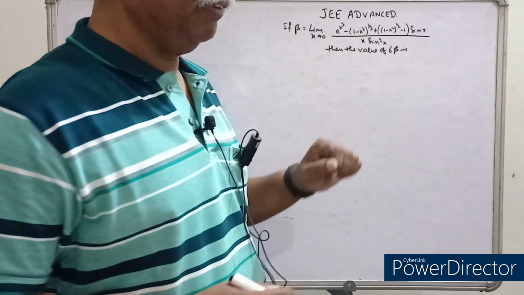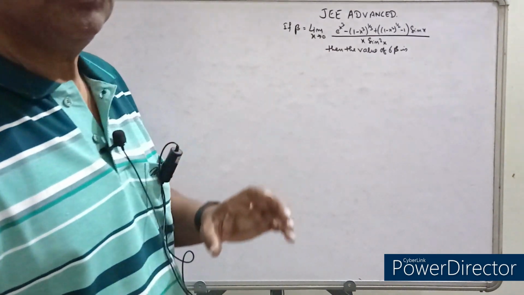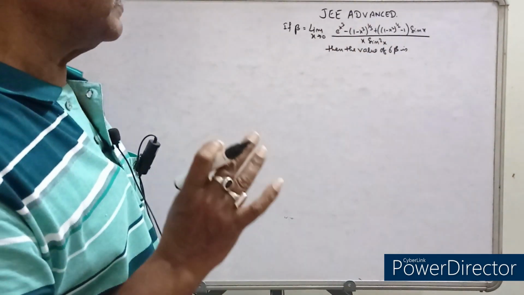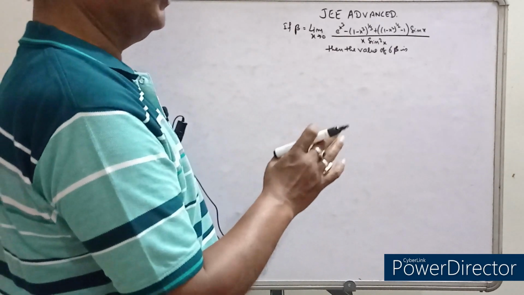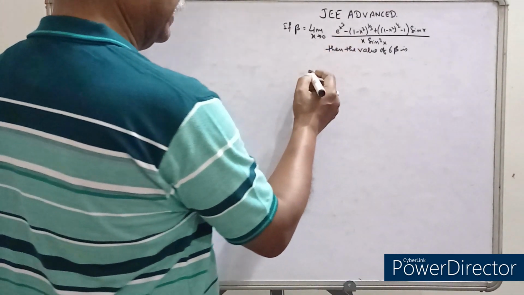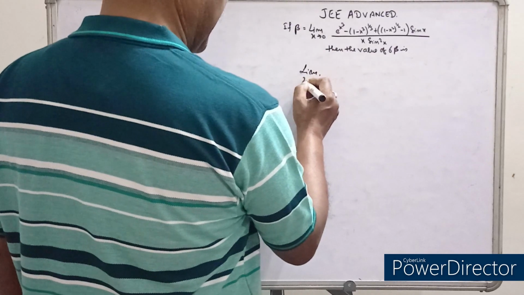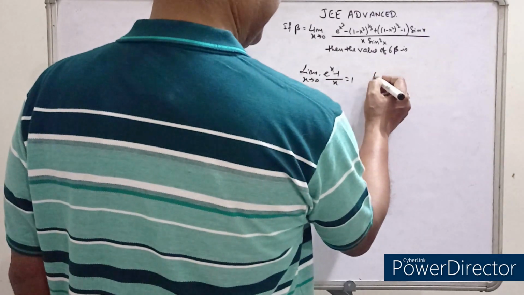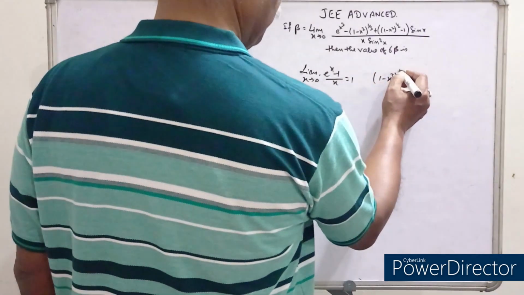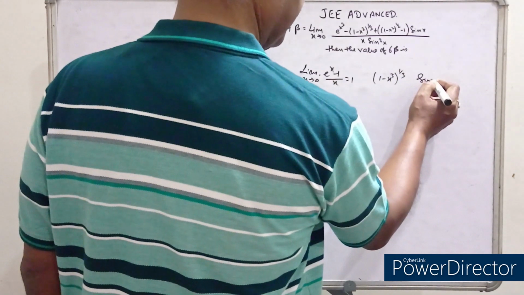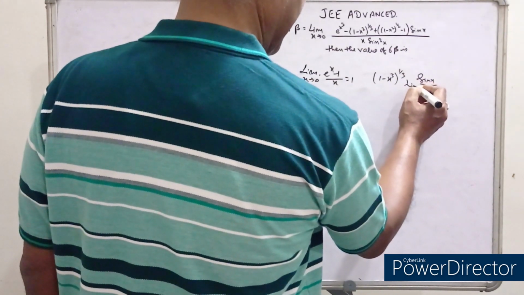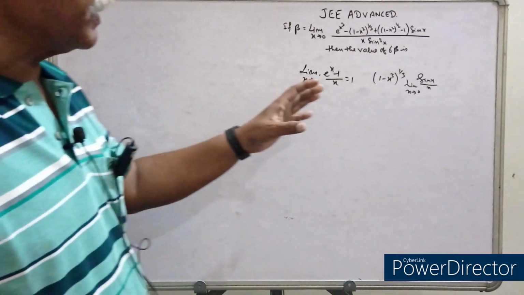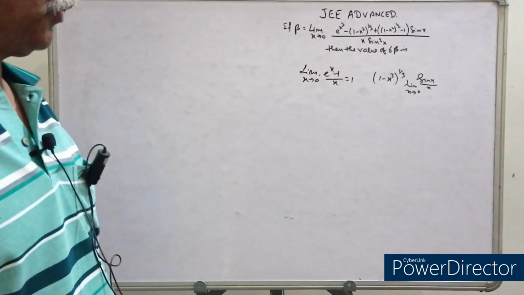Looking at the question, the first thing that must come to your mind is that three formulas are involved in solving it. The first formula is the limit as x tends to 0 of (e^x − 1)/x equals 1. The second is the binomial expansion with power 1/3, and the third is the limit as x tends to 0 of sin x / x. So three formulas come into play to solve this problem.